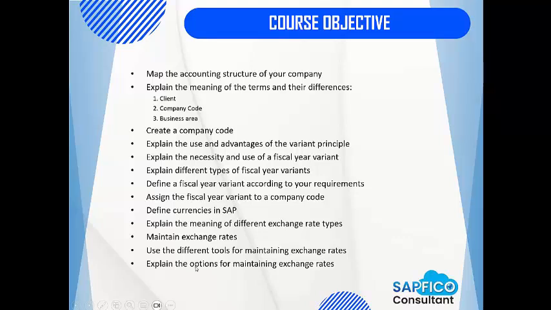Course objective: map the accounting structure of your company, explain the meaning of the terms and their difference, what is client, what is company code, what is business area. Create a company code, explain the use and advantages of the variant principle, explain the necessity and use of a fiscal year variant, explain different types of fiscal year variants, define a fiscal year variant according to your requirements, and assign the fiscal year variant to a company code.